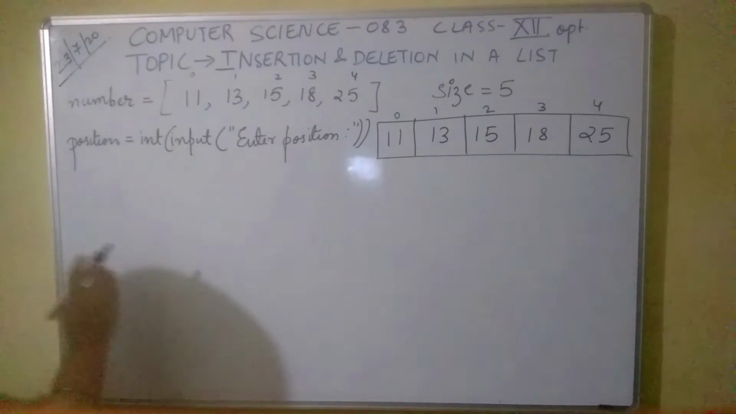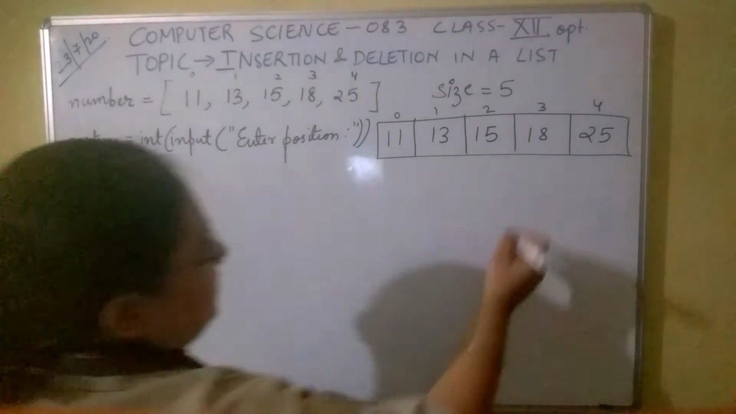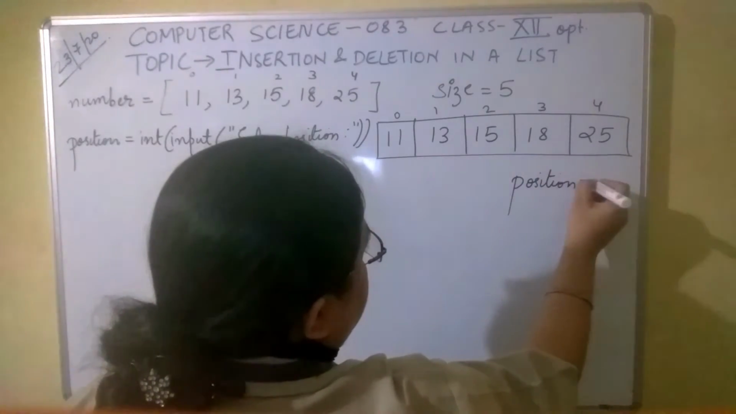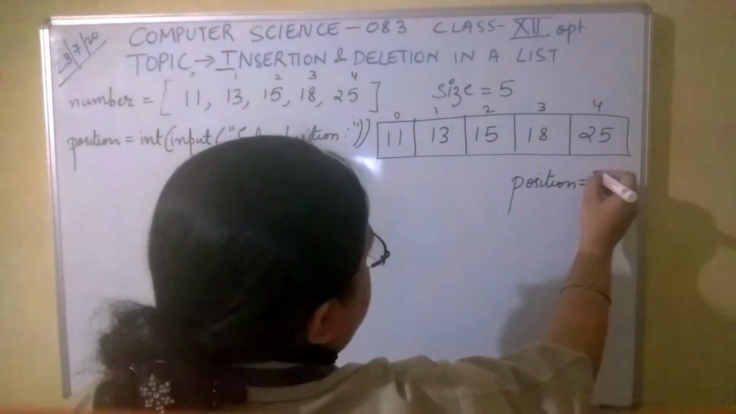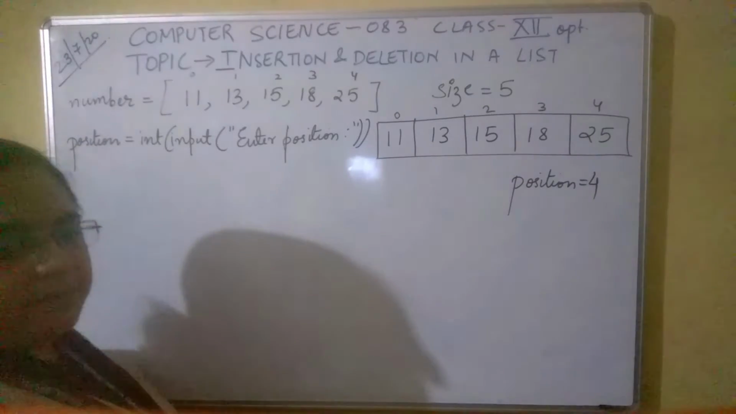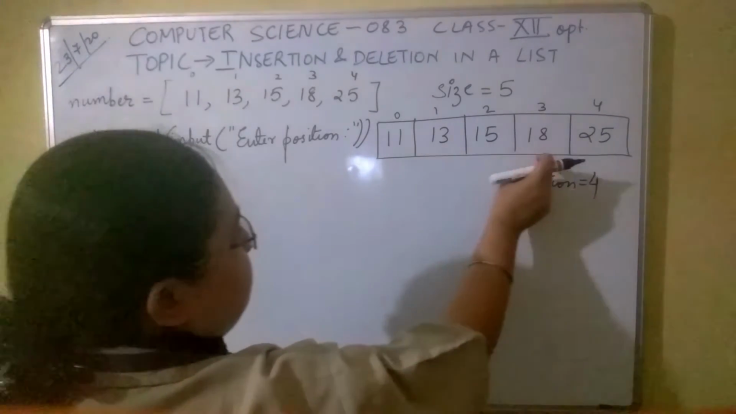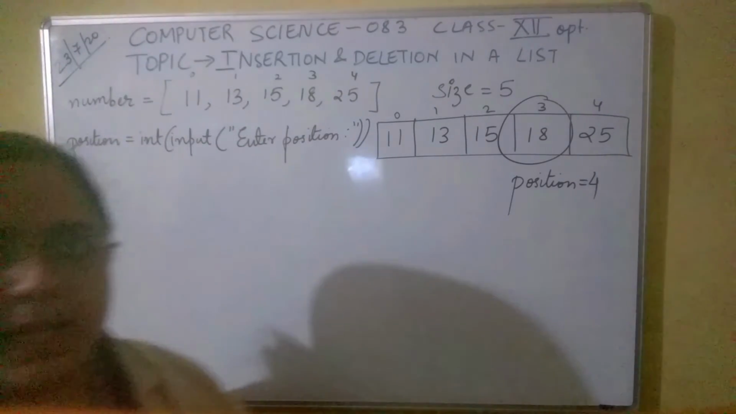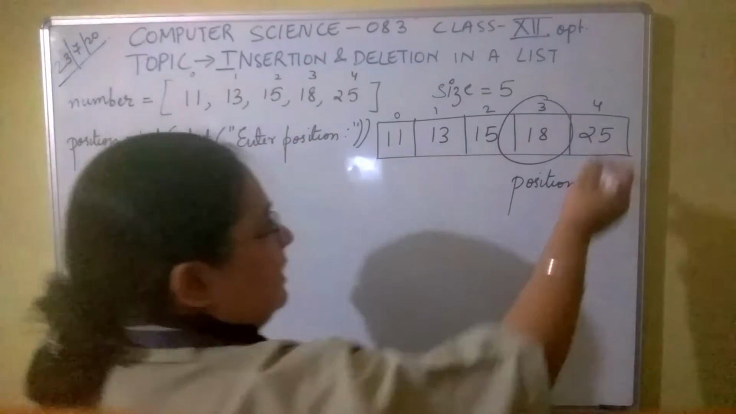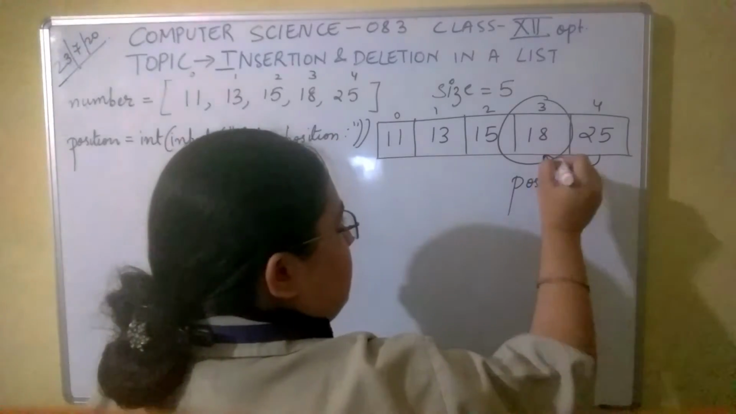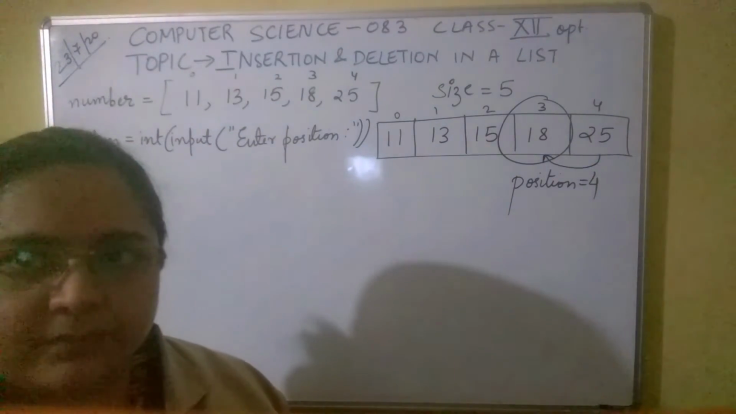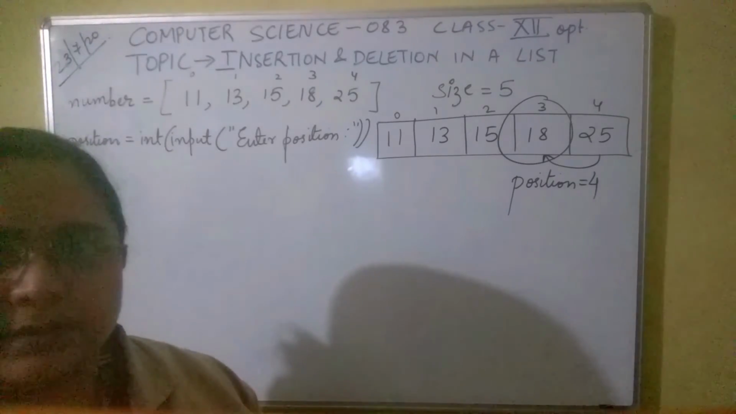Now suppose the user gives the position as 4, to delete the element at position 4. Which is the fourth position? 1, 2, 3, 4. That is this element. We need to delete this element. In the traditional approach, the next element would be shifted one position towards the left to cover up the gap, because we are using static arrays.